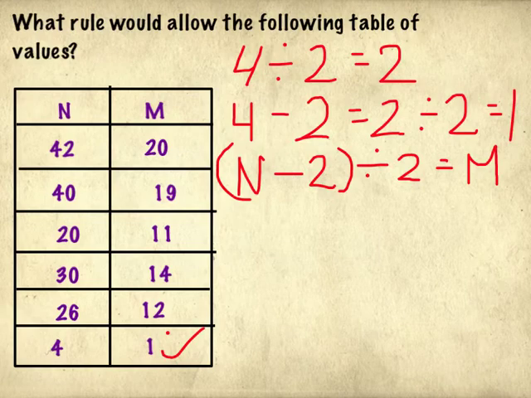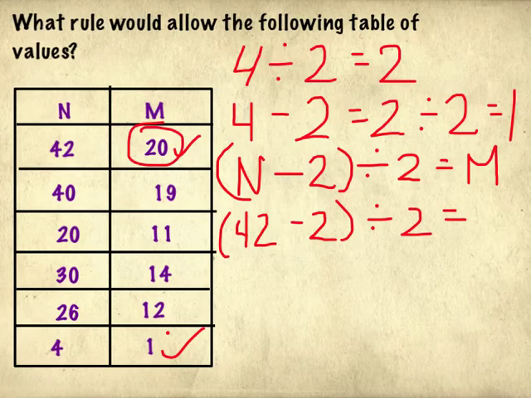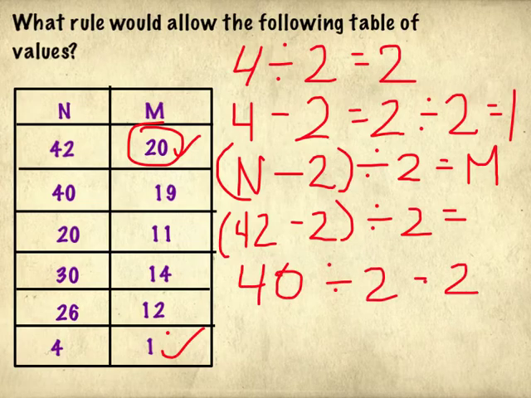That works for this one. Let's try it for another one. So let's try this one. So that would be 42 take away 2 divided by 2, and if I'm right, that should equal 20. So let's find out. That would be 40 divided by 2 equals 20.